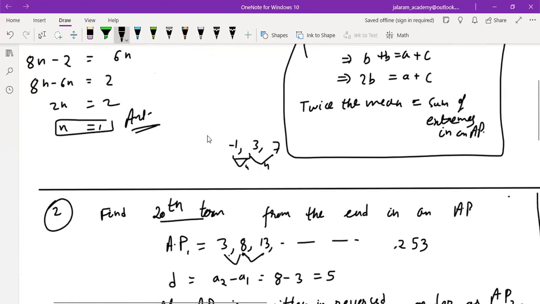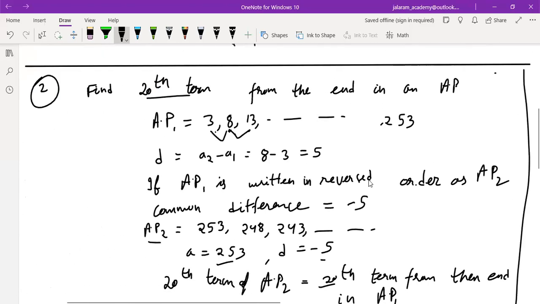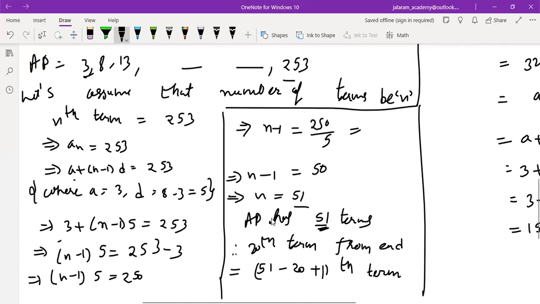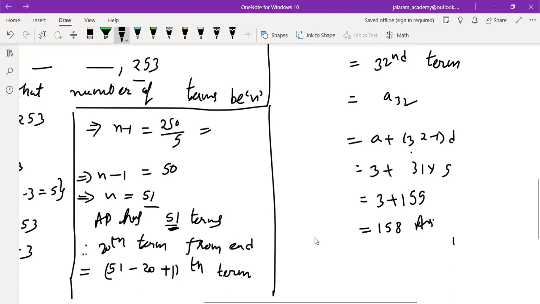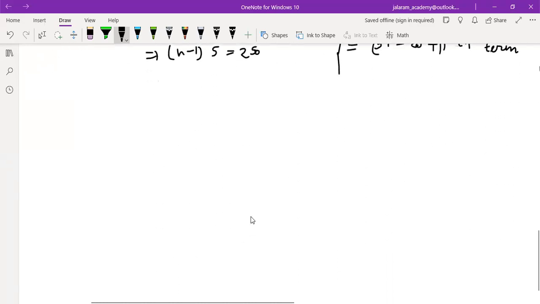Okay, so there are two methods. First, write the series in reversed order, then find its 20th term directly. Or find the number of terms first, then n minus 20 plus 1, that is 51 minus 20 plus 1, that is the 32nd term. It is the 32nd term from the beginning and the 20th term from the end when the number of terms is 51. Is that clear to you?